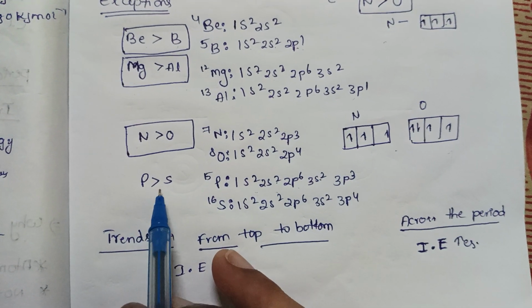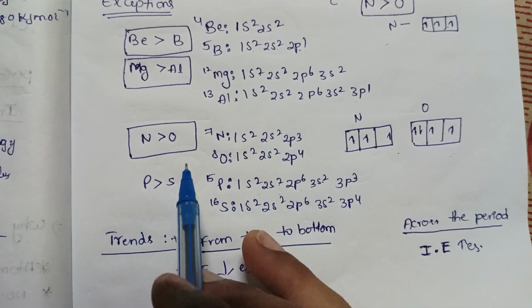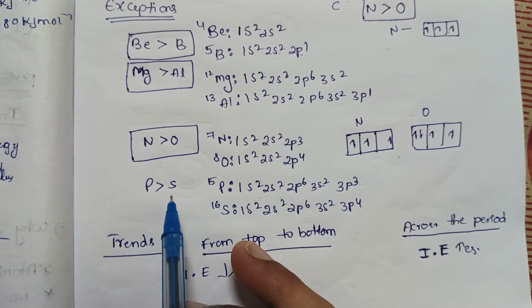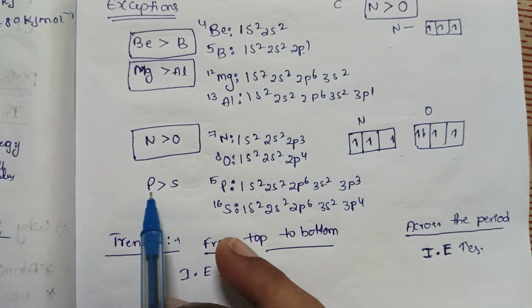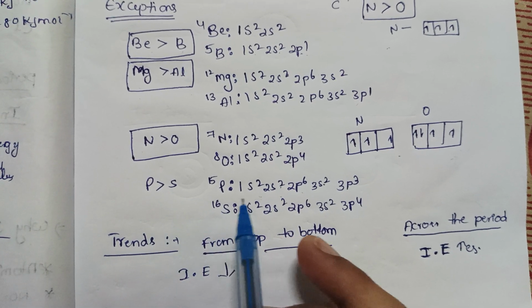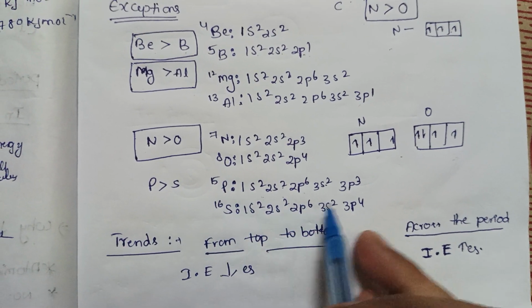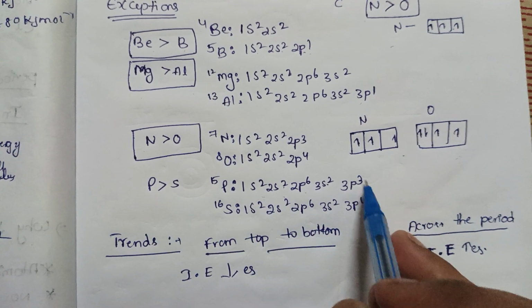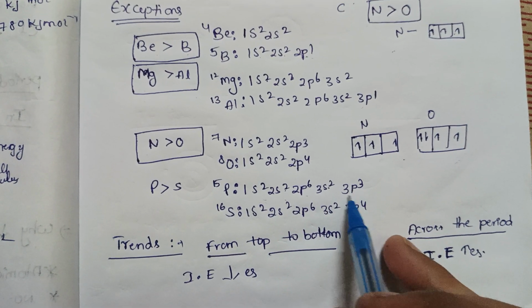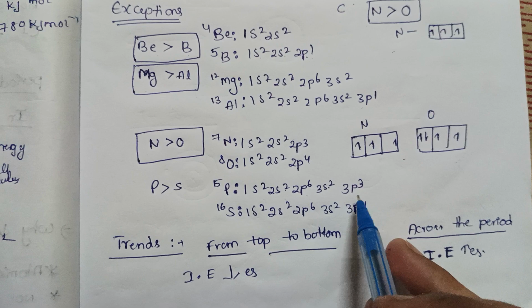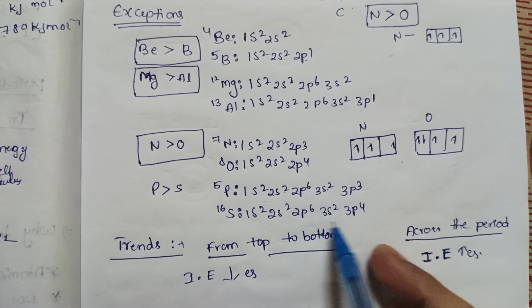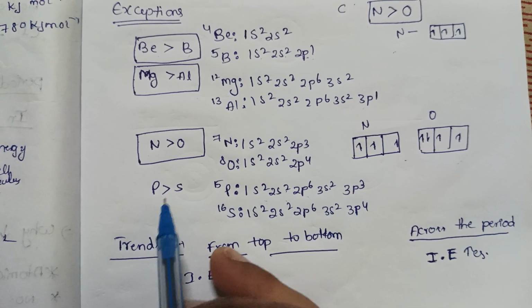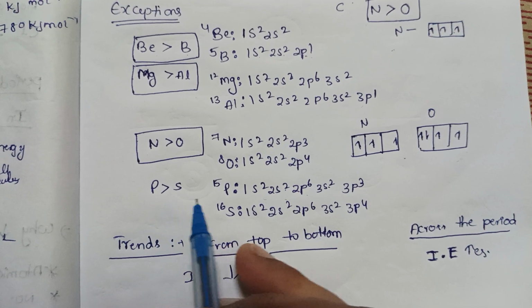Comparing phosphorus and sulfur, these atoms are also similar. Phosphorus has a 3p3 outer configuration, so this is also half filled. That's why phosphorus is greater than sulfur.